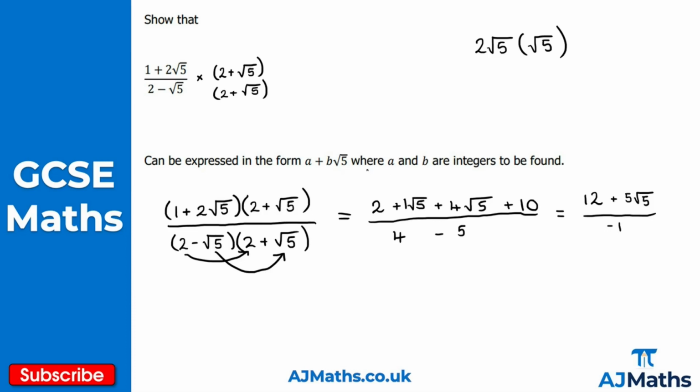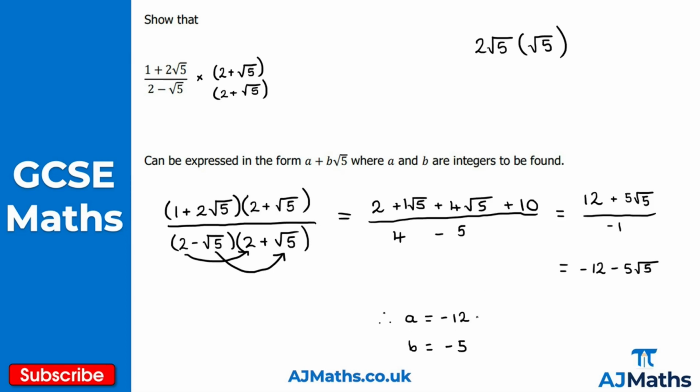So in that case, now we can express it in this form. If we're dividing by minus 1, the signs will just change in the numerator. So we're going to get minus 12 minus 5 root 5 there. And notice now it's in the correct form: a plus b root 5, where a and b are integers. So if we identify the values of a and b, a is minus 12 and b is minus 5.